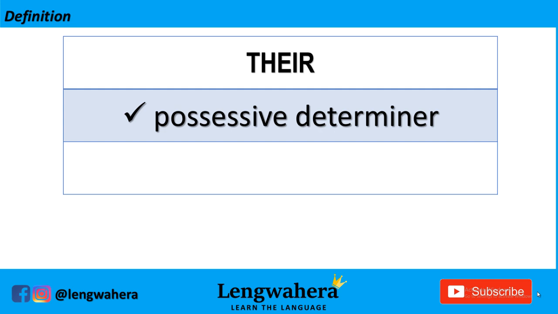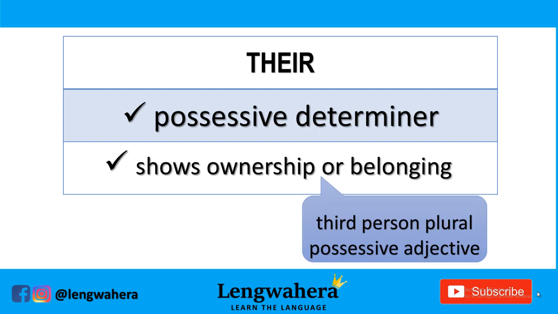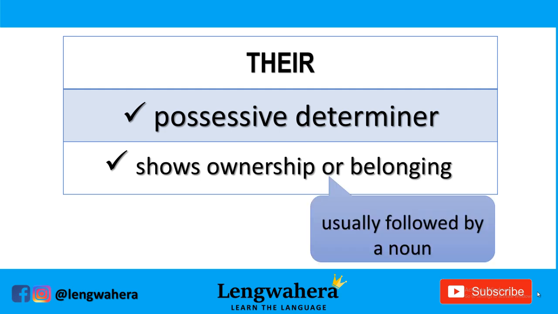Next, their, the possessive determiner. This shows ownership or belonging. This is the third person plural possessive adjective. Third person meaning it pertains to the one you are talking about. Plural, it pertains to more than one. Possessive, of course, it is showing ownership or belonging. And adjective, it modifies a noun. So, it is usually followed by a noun.